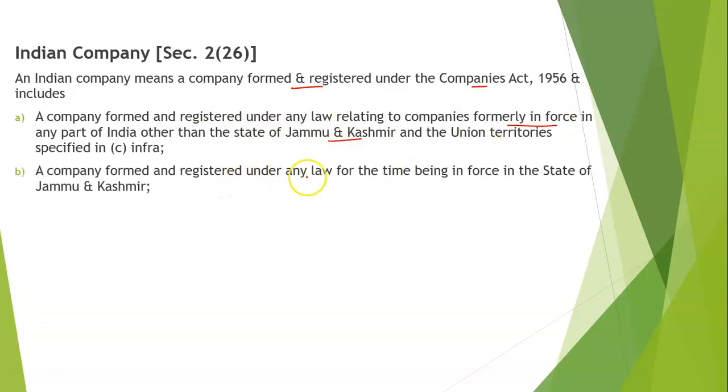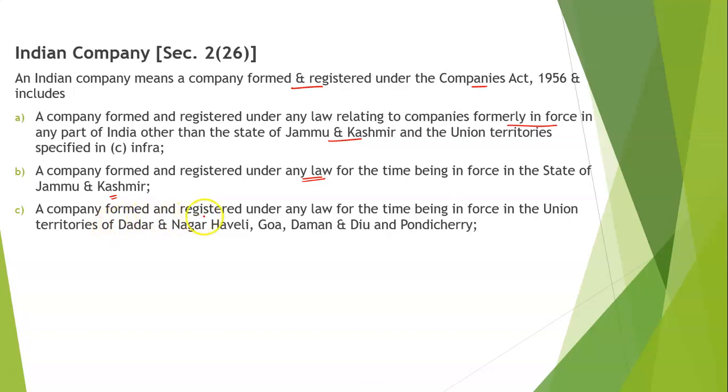A company formed and registered under any law for the time being in force in the state of Jammu and Kashmir. Alright, see, the constitution has given certain considerations for the state of Jammu and Kashmir, and not all laws are applicable pan-India. Certain laws are specially applicable for Jammu and Kashmir, and that's why we have special treatment here. So as per the laws applicable for Jammu and Kashmir, any company formed there shall be treated as an Indian company. It doesn't have to be under the Indian Companies Act 1956.